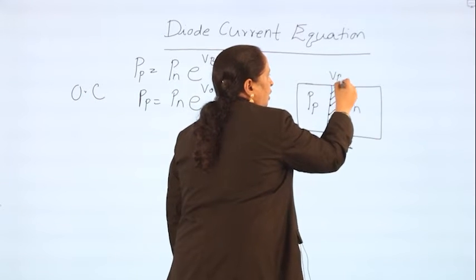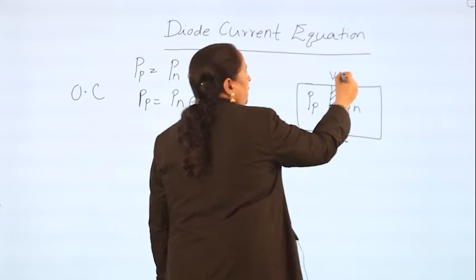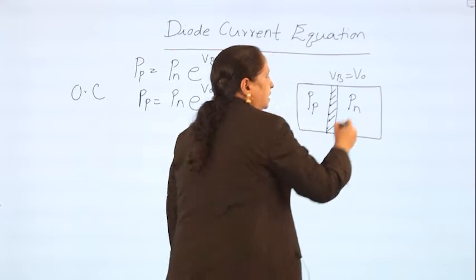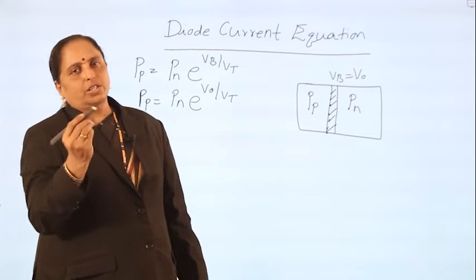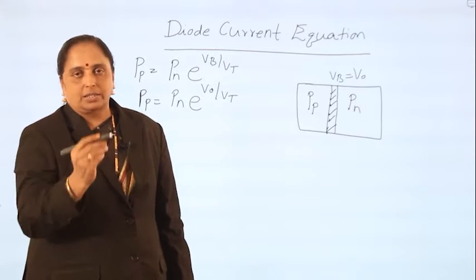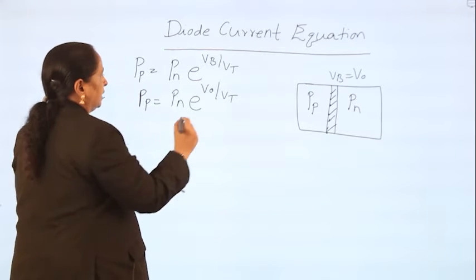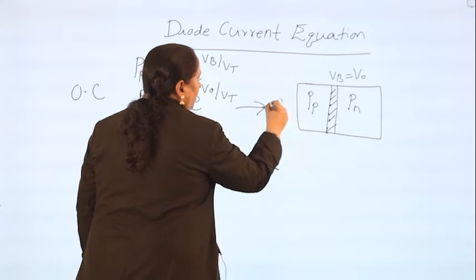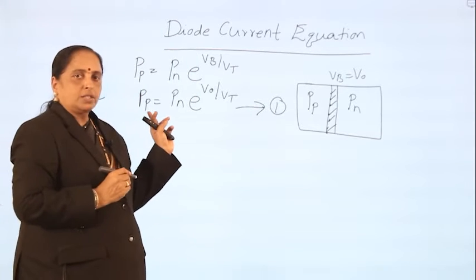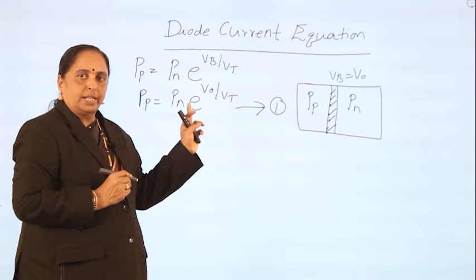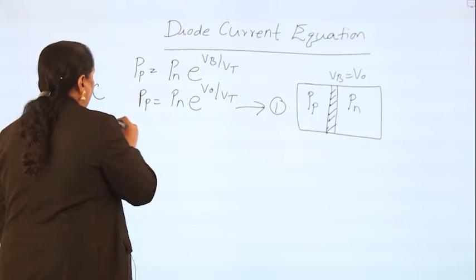This is the barrier voltage. In the case of a semiconductor diode, Vb is nothing but V naught, which is 0.3 volts for germanium and 0.6 or 0.7 volts for silicon. This is equation number 1. So, in an open circuited PN junction, the hole density in the P region and the hole density in the N region are connected by this Boltzmann equation.